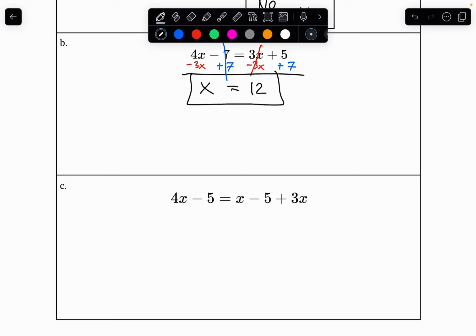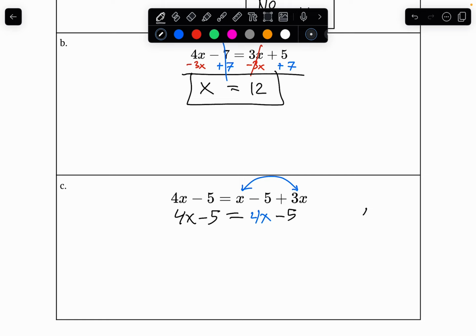Okay, the last problem here. I always like to start with like terms. On the left side, there are no like terms. It's like saying 4 apples minus $5. They're different things. But on the right side, we do have like terms. So x plus 3x is 4x. And we have 4x minus 5. In this situation, we have 4x minus 5 equals 4x minus 5.